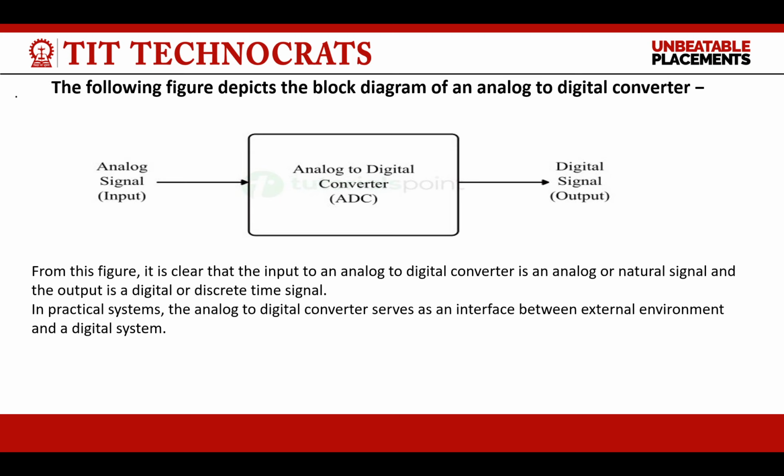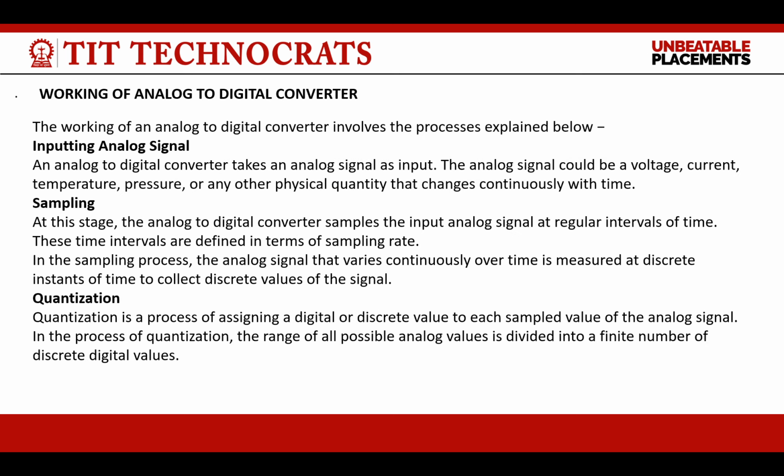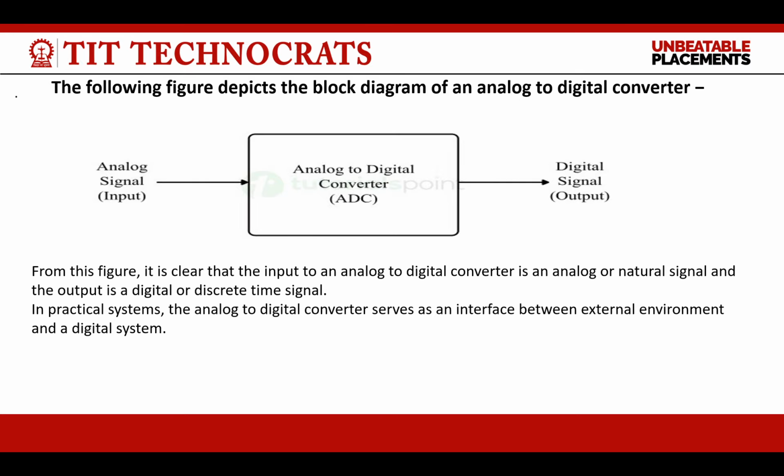The following figure depicts the block diagram of an analog to digital converter. We are able to see that here is the block in the center named as ADC, which is getting the input analog signal and getting the output digital signal. So this block diagram belongs to ADC. If the process is reverse, then we call it a digital to analog converter.